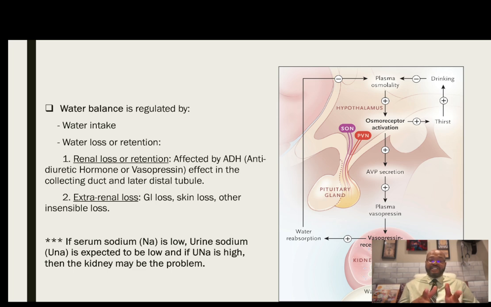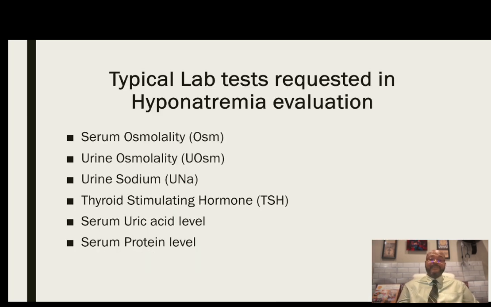So again, just as a general rule, if the serum sodium is low, the urine sodium is expected to be low. And so if the urine sodium is high when the blood sodium is low, then perhaps the problem is coming from the kidneys. That's a general rule that will help you figure out what's causing hyponatremia. So some of the typical lab tests you request in hyponatremia would be serum osmolarity, the urine osmolarity, the urine sodium, the thyroid stimulating hormone, the uric acid level, the serum protein level.